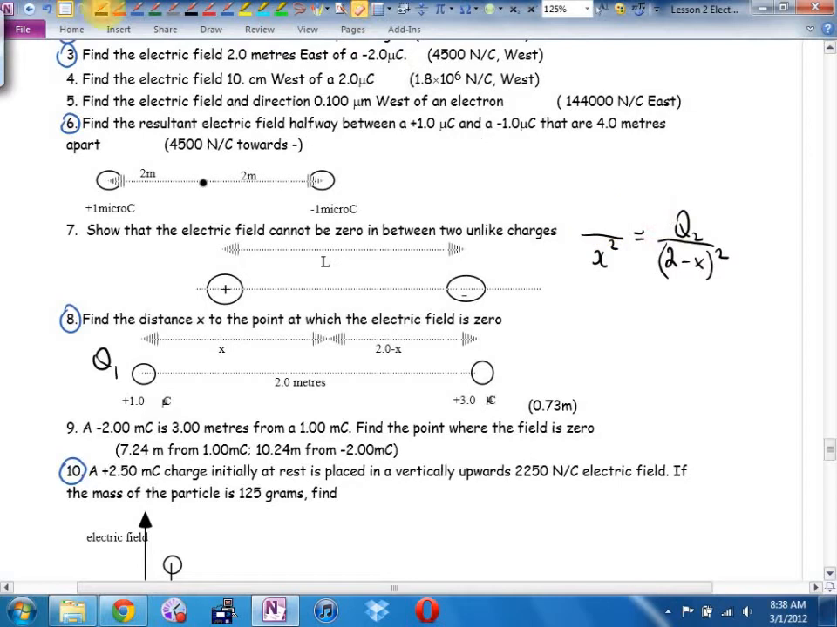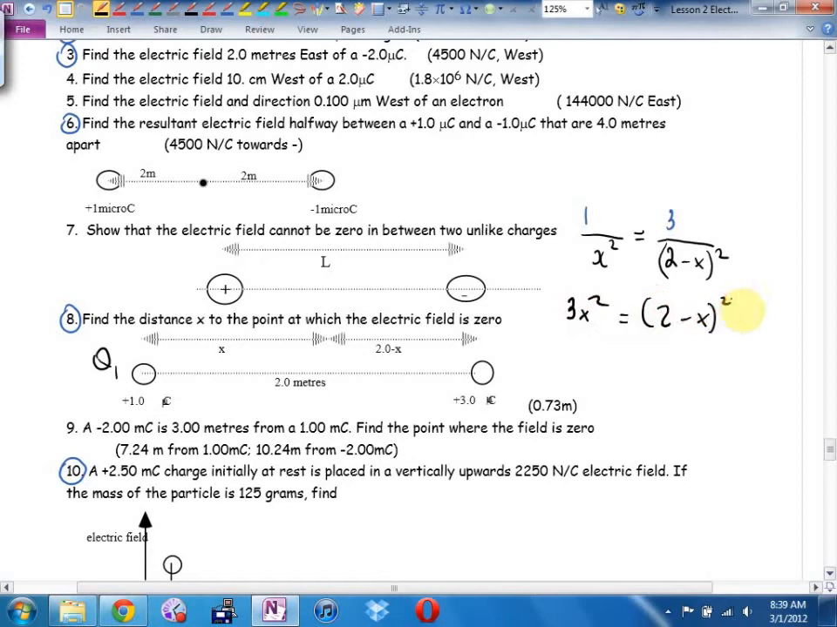And Q1 is 1 microcoulomb. And Q2 is 3 microcoulombs. Hey, the micros cancel. Okay, that's my equation. 1 over x squared equals 3 over 2 minus x squared. I think I'm going to cross multiply, because it's one fraction equals one fraction. I mean, it started out kind of complicated, but it's one fraction equals one fraction. I'll get this. 3x squared equals 2 minus x all squared.